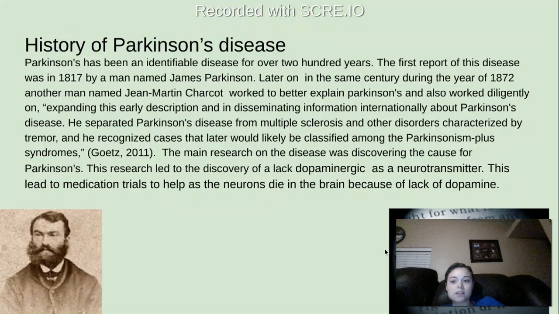History of Parkinson's disease. Parkinson's has been an identifiable disease for over 200 years. The first report of this disease was in 1817 by a man named James Parkinson. Later on in the same century, during the year of 1872, another man named Jean Martin Charcot worked to better explain Parkinson's and also worked diligently on expanding the early description and on disseminating information internationally about Parkinson's disease.